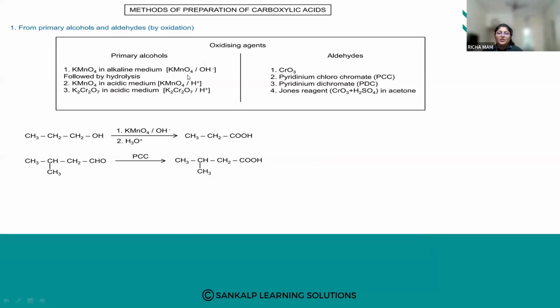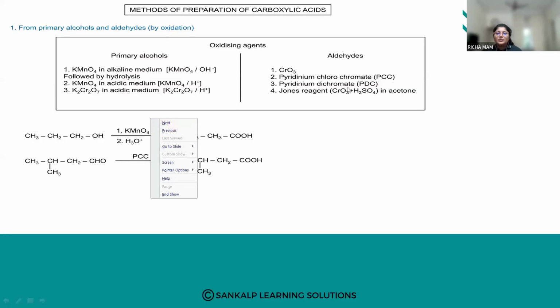Okay, from primary alcohols and aldehydes. What we are doing is converting the primary alcohols to carboxylic acid, and aldehyde also on oxidation is converted into carboxylic acid. These are some of the oxidizing agents which we can use: potassium permanganate, potassium dichromate in acidic medium. These things we have used.